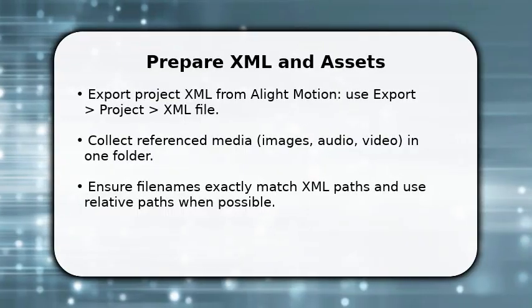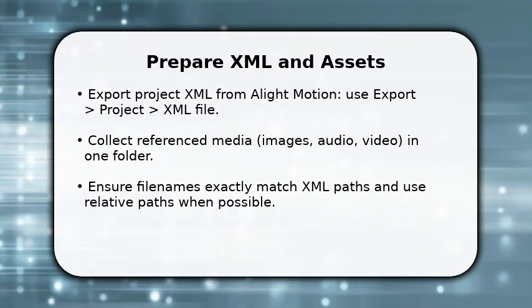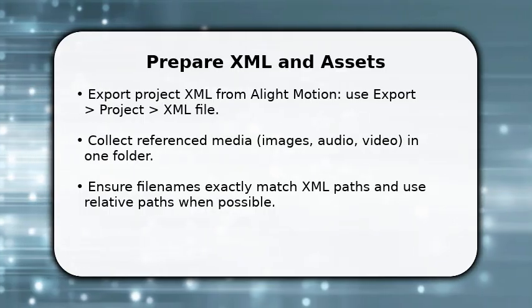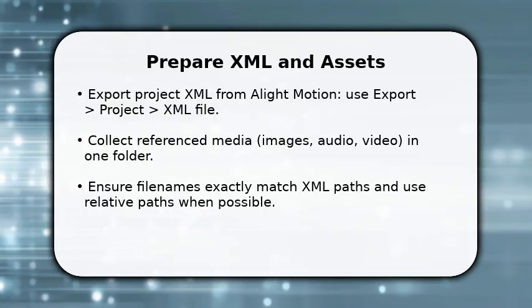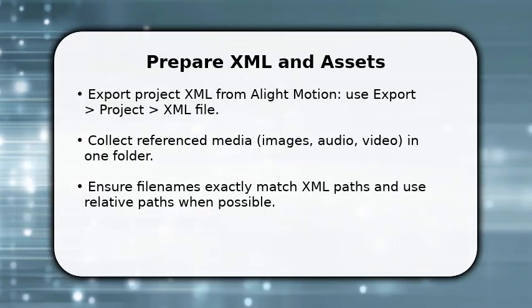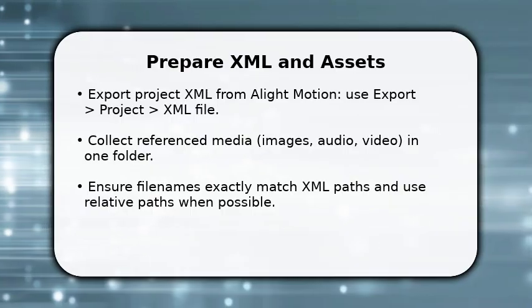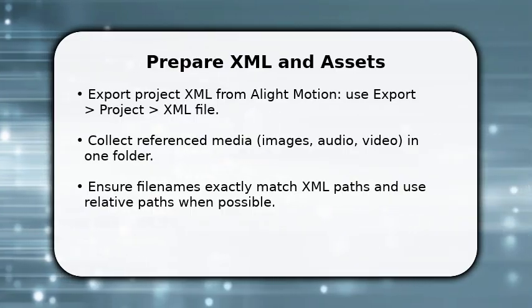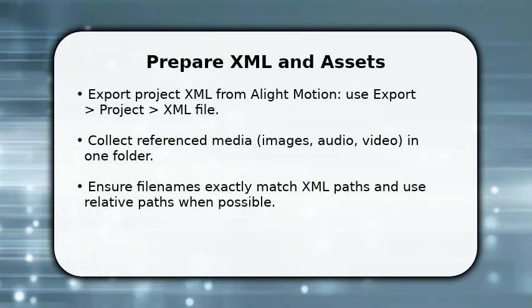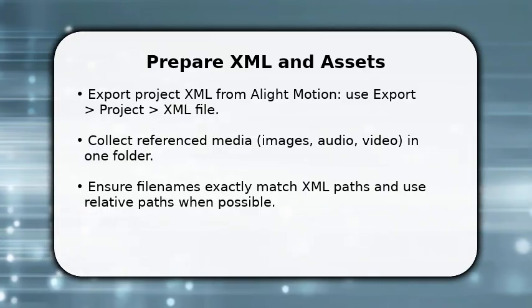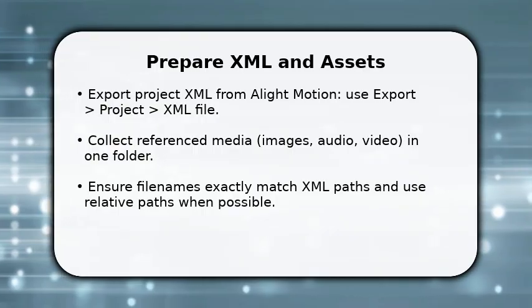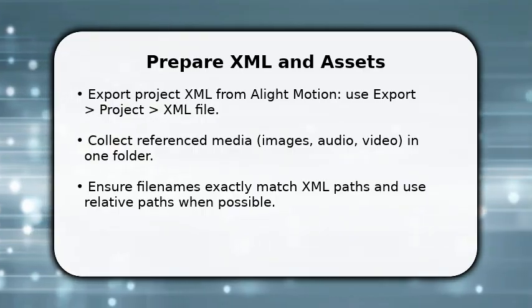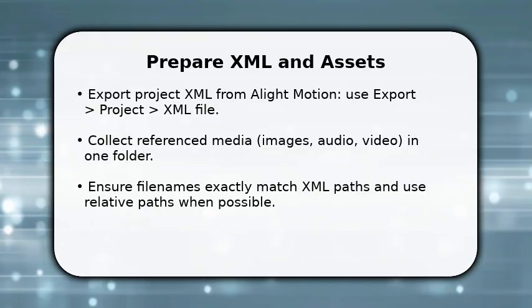You start by exporting the project XML from Alight Motion and gathering every media file the XML references. Once done, place the XML and the folder of assets together so links are relative. This prevents broken paths when importing. Make sure file names and extensions match exactly, because Alight Motion resolves assets by name and path. Also confirm your XML version matches the app version to avoid incompatibilities.